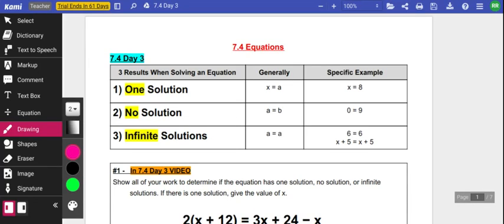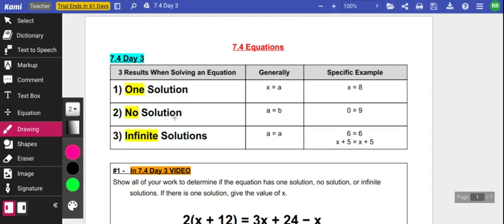Okay, I'm here in 7.4 day 3 CAMI assignment. Remember the three results when solving an equation we've been discussing? There can be one solution to the equation, like x equals 8, for example, where 8 is the only solution that will satisfy the equation.